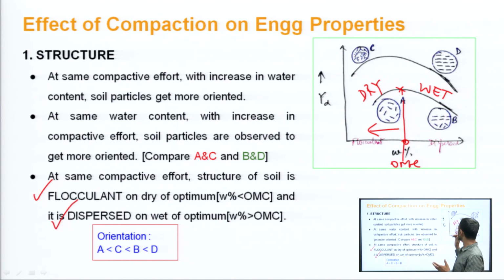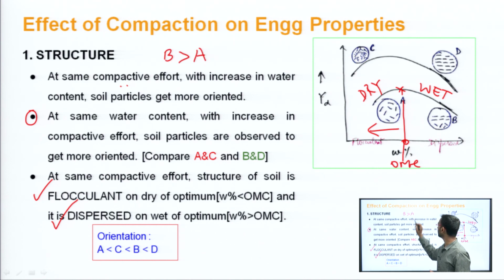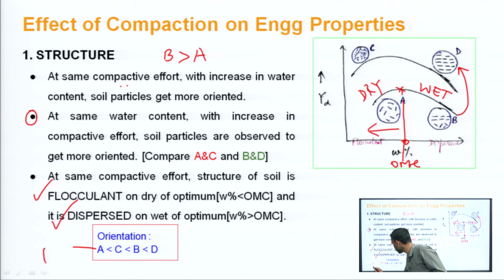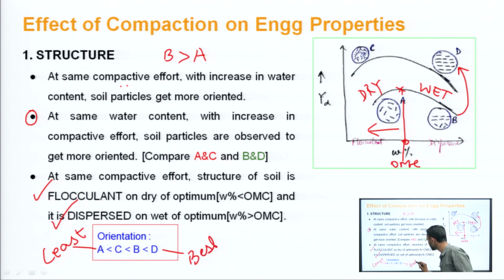And in terms of orientation, you already know that A was the least oriented there, and then C was slightly better reoriented, see this point. And if you talk about B and D, with the very first point you can say that B is slightly more oriented than A, and you already know that D is the best oriented. So we can say that A is the least oriented here, and D has the best orientation of the particles.